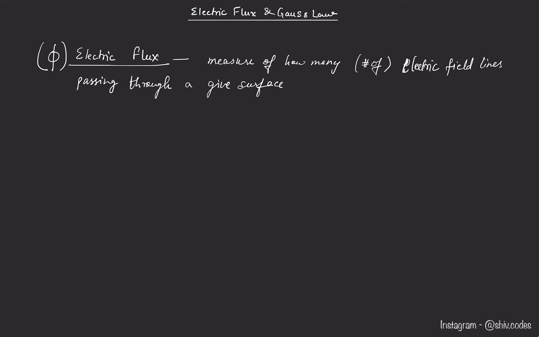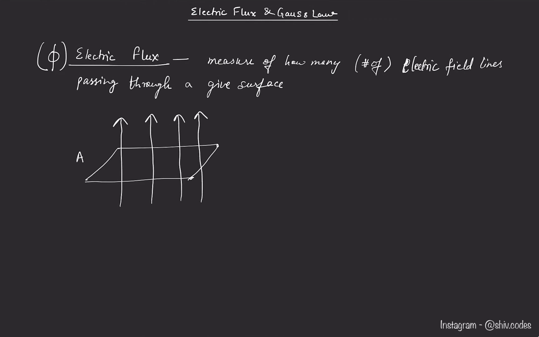So let's say there is a surface and the area of the surface is A, and this surface is placed in a region of uniform electric field which is perpendicular to this surface, and the magnitude of the electric field is E. So the flux in this case is simply E into A.